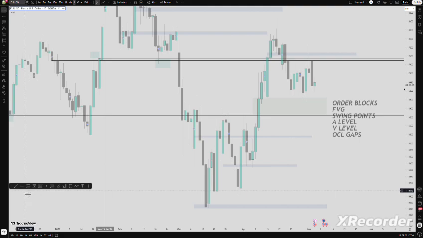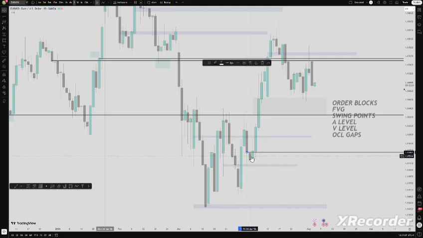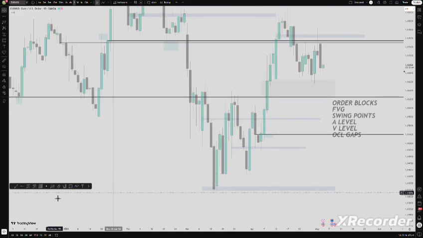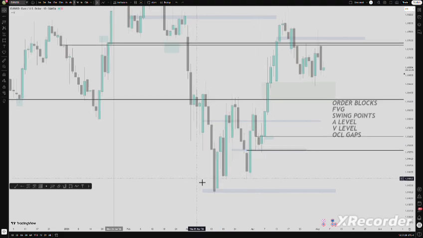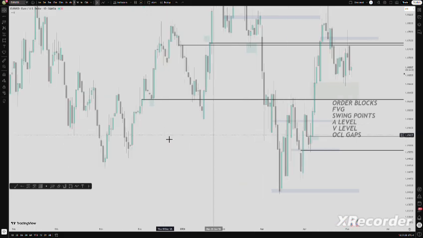Look at this over here. We have this between this bearish candle and this bearish candle. When bullish price closed over it, this next bullish candle used it as support to go higher. We also have another OCL here between these two candles, this bearish candle and this bearish candle, this gap over here, and price returned back to it after closing through it. Price used it as support to go higher. That is how we make use of open close gaps.